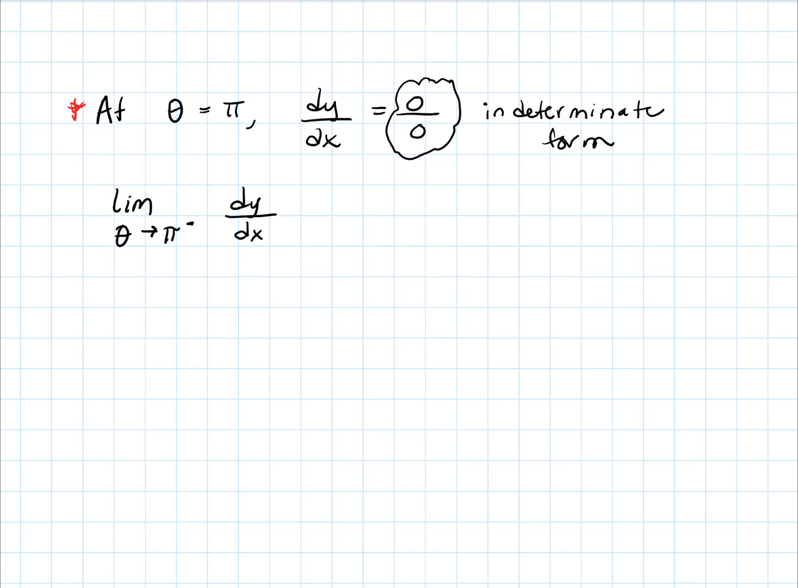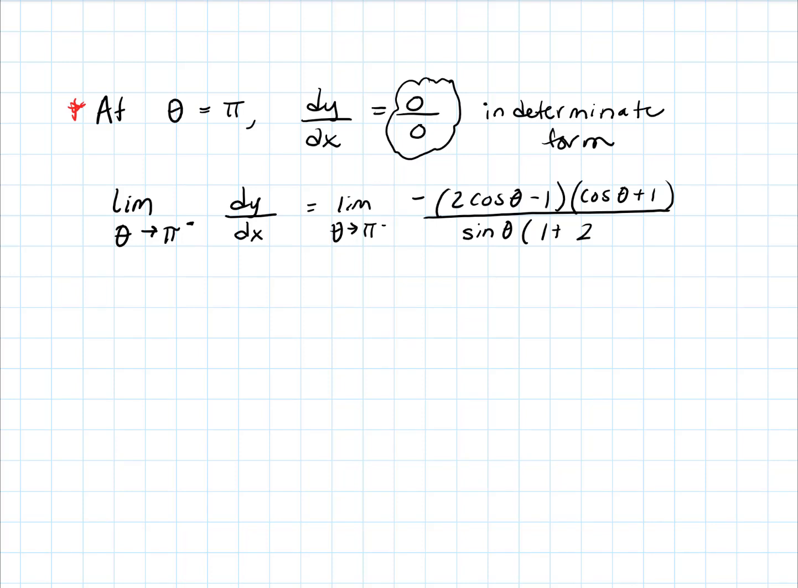Dy dx, and our dy dx was, let's fill that in, the limit as theta approaches pi from the left of -2 times cosine of theta minus 1 times cosine of theta plus 1, this was in its factored form, over sine of theta times 1 plus 2 cosine of theta, and definitely equaling 0 over 0. We've talked about that a lot.